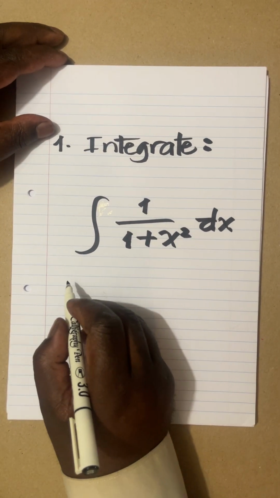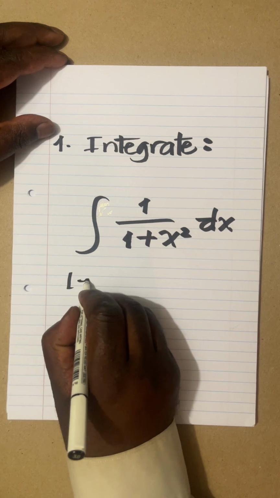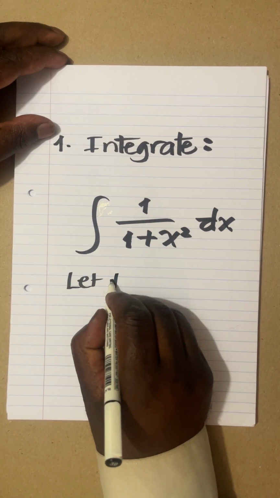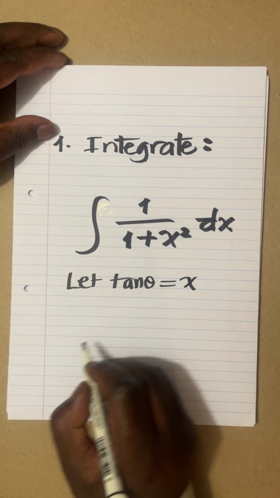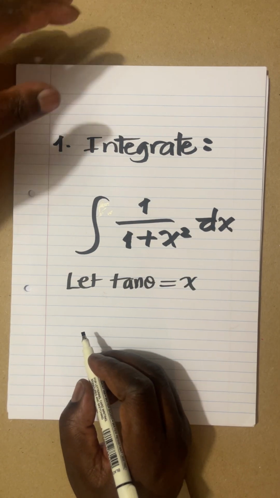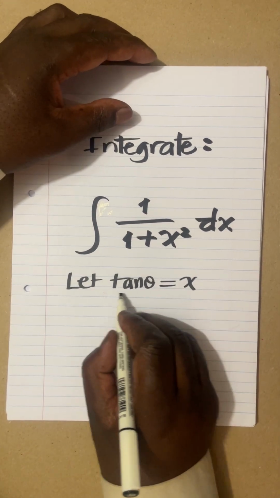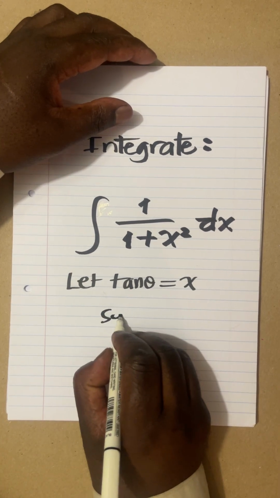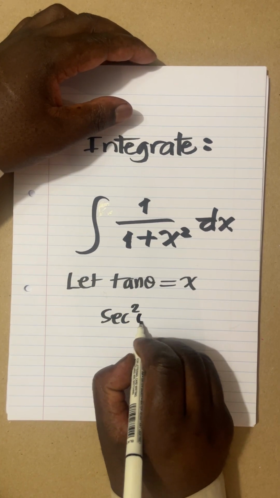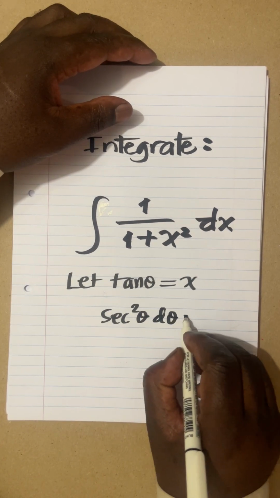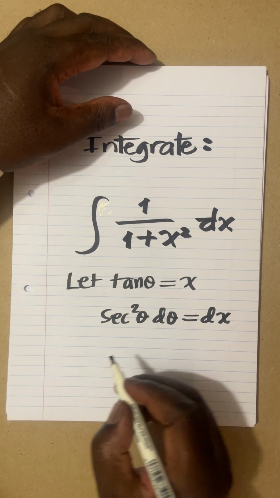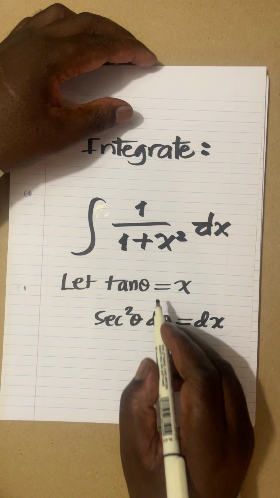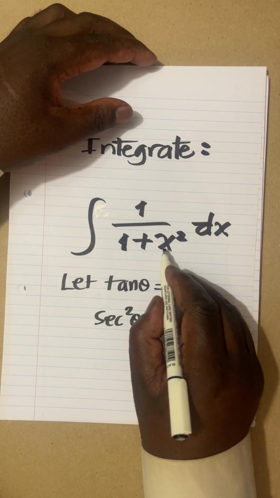So now we're going to say, let tan theta be equal to x. And then remember I told you we're going to differentiate both sides. What is the derivative of tangent? It's sec squared theta, and we're going to say d theta. And on the right, dx. There you have it. So dx has been taken care of by that. And I can put tan squared theta there.